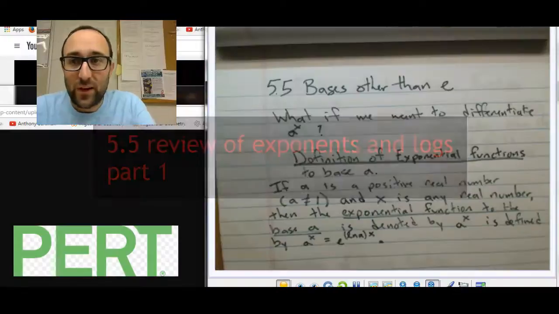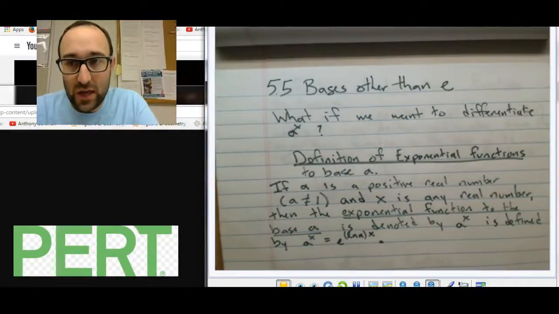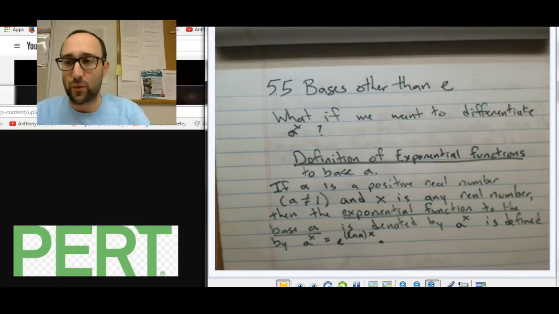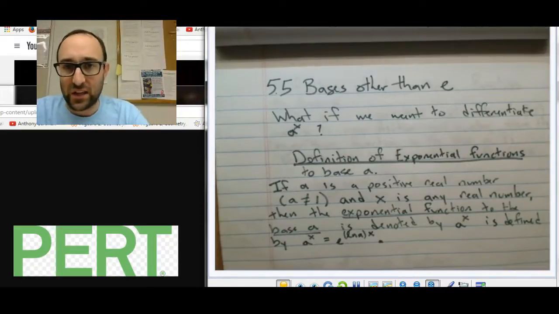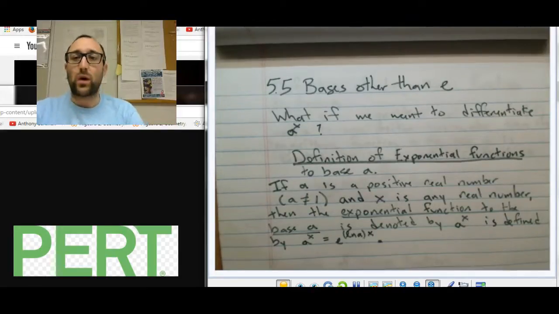Hey everyone, welcome to 5.5, bases other than e. And the question is, what if we want to differentiate a to the x, not e to the x or something like that? What if we want to differentiate a to the x? And I can tell you there are some ways around it.